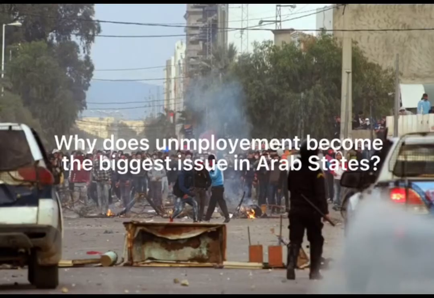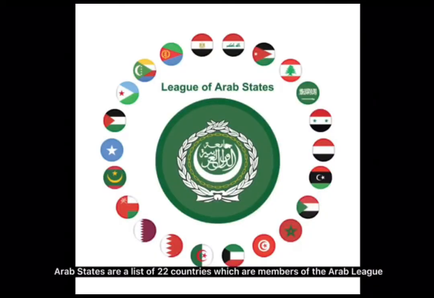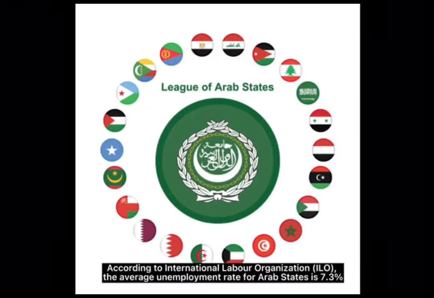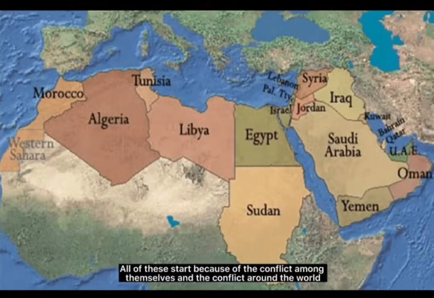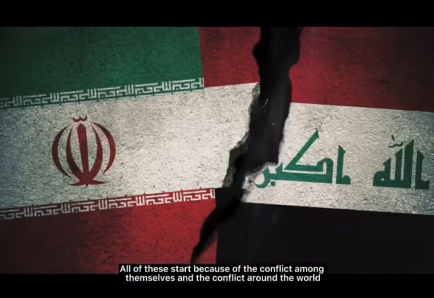Why does unemployment become the biggest issue in Arab states? Arab states are a list of 22 countries which are members of the Arab League. According to the International Labour Organization, the average unemployment rate for Arab states is 7.3%. All of this started because of the conflict among themselves and conflict around the world.